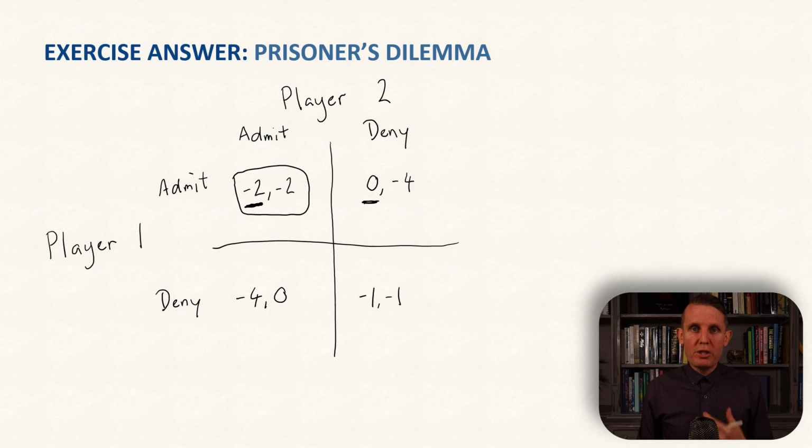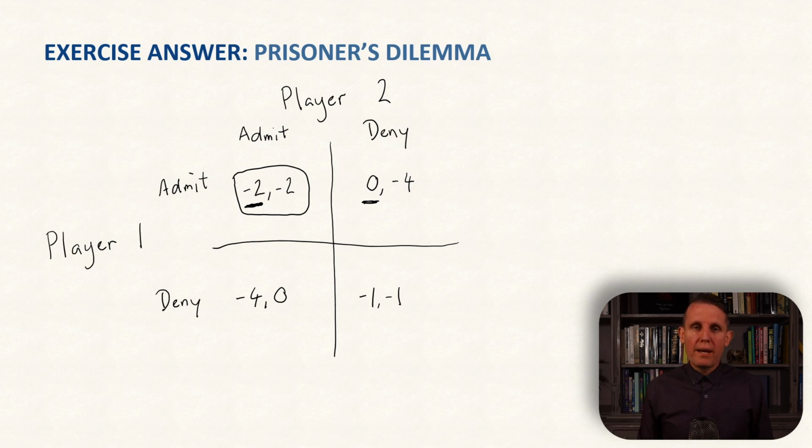However, from an individual perspective, they're both better off admitting. So even though globally there's a more optimal solution, both players individually have an incentive to admit. Thus, this is the dilemma. So this is an example of a normal form game. Normal form games are these games that we can draw in matrices like this.